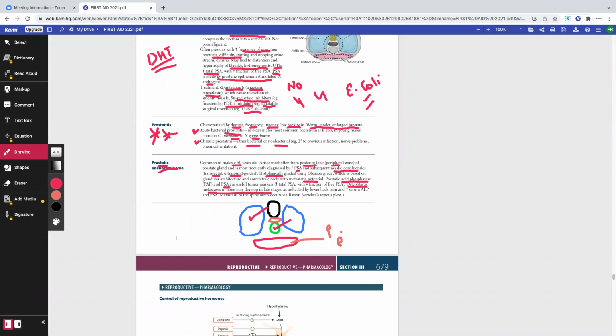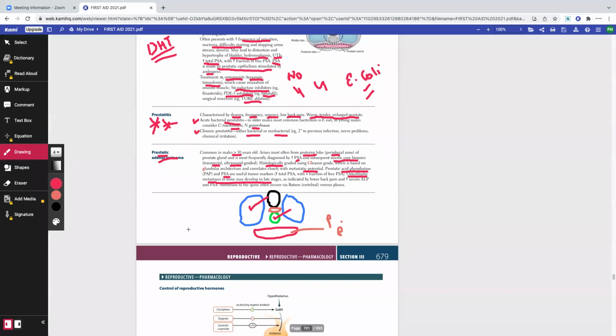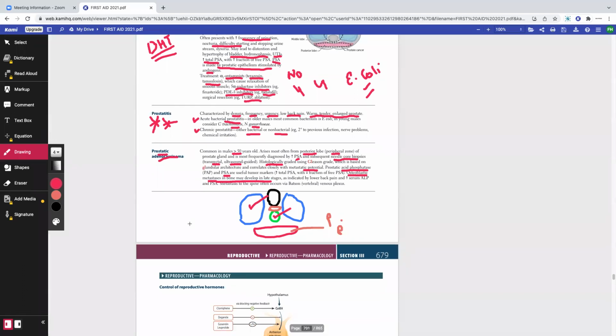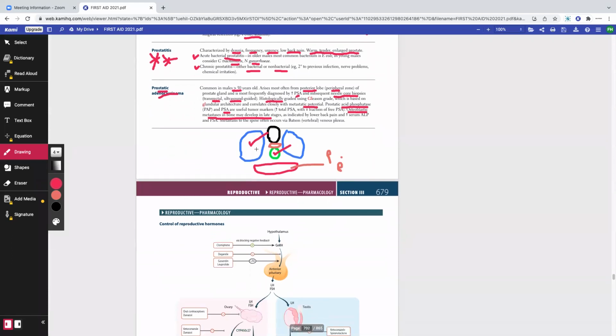Now, if prostatic carcinoma is responsible for osteoblastic lesions, what sort of carcinoma is responsible for osteosclerotic lesions? Osteosclerotic, meaning bone resorbing lesions. The answer is multiple myeloma. Yes or no? Yeah, very good. The answer is multiple myeloma.